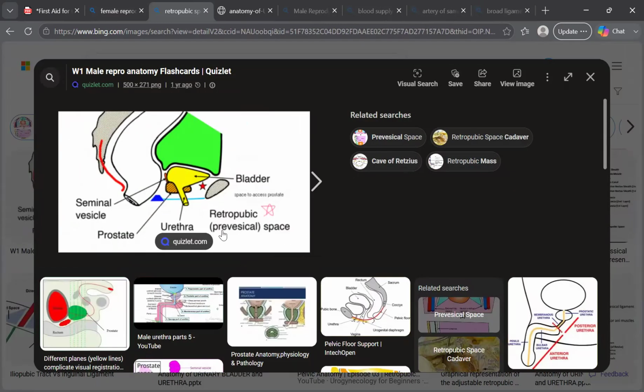So, the retropubic space: this is the bladder, this is the urethra, and this is the prostate. And this has to be the retropubic space. The star is between the bladder and the pubic symphysis. This is the retropubic space, so the urine will drain into here and not into the urethra as it normally does, because this is the prostate and this is where the membranous urethra will originate. If there is an injury to the membranous urethra or the bulbar urethra here, the urine will pass into this retropubic space.